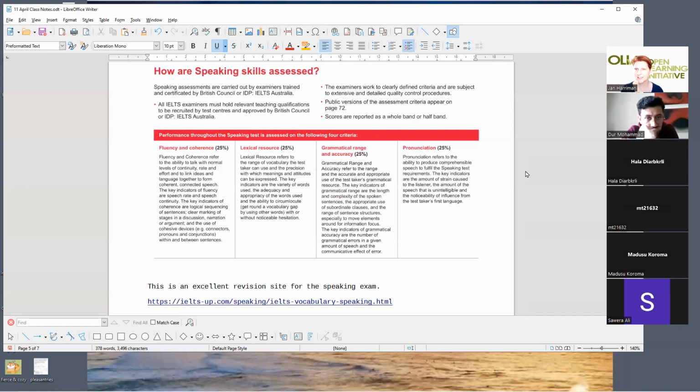And coherence, do your sentences make sense? Do you have a logical progression in how you speak about things? Lexical resource is just vocabulary. So fluency, vocabulary, grammatical range, and accuracy. So can you create long, difficult sentences? Now, you don't have to work at that. They're going to ask you speculative questions about the future.